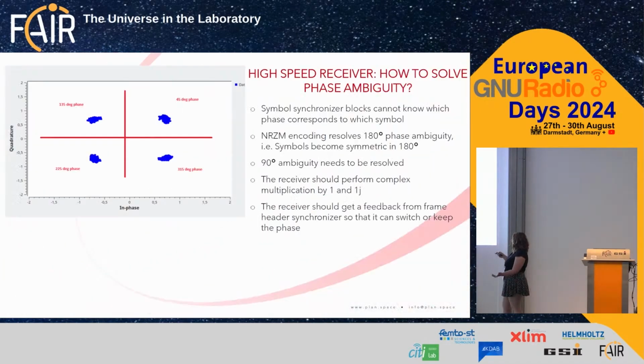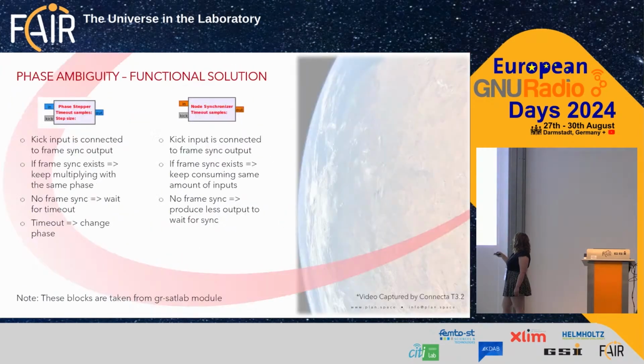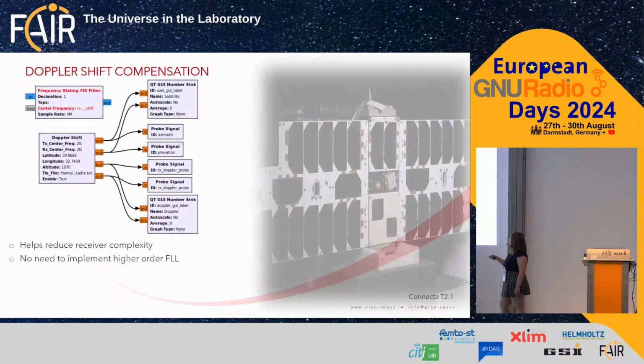Also, with that we can resolve the phase ambiguity problem. Now I will move on to Doppler compensation here. In order to avoid some costs, both at the uplink and downlink, we do Doppler compensation using this piece of code. It's actually developed in Python.